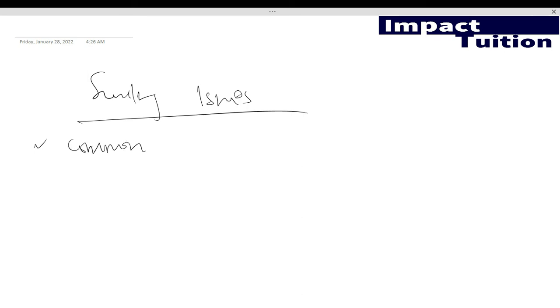Let's look at sundry issues. There are quite a number of them. Both the parent and subsidiary should have a common reporting date. Common reporting date. Should be uniform accounting policies.